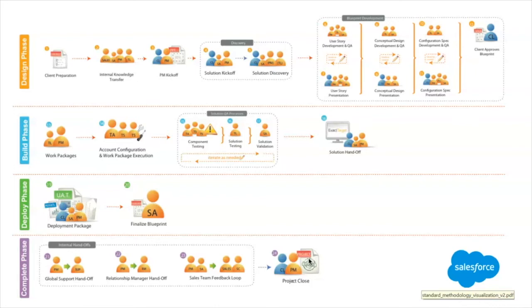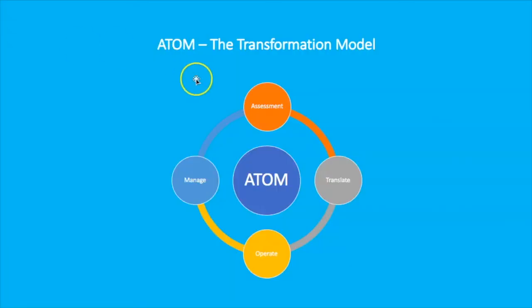I could touch upon this in a separate video maybe, but here what you can visualize is that in the new world, we are breaking down the design phase into chunks, creating a backlog, and then building it, testing it, and completing it. So I tried to imagine how I could translate this into a simple model which is easily understandable and more relatable. With that objective, I created this transformation model and named it ATOM, which stands for Assessment, Translate, Operate, and Manage.